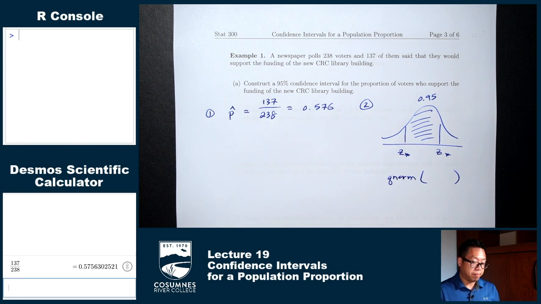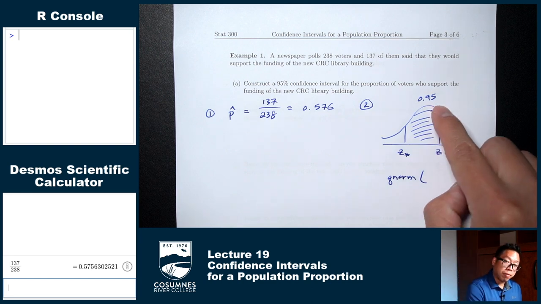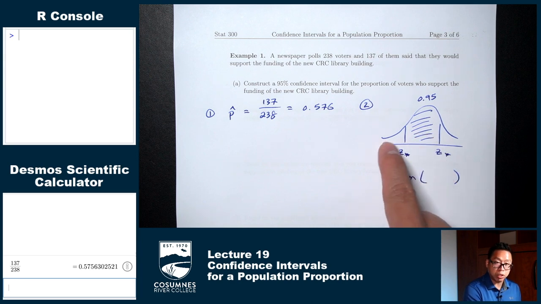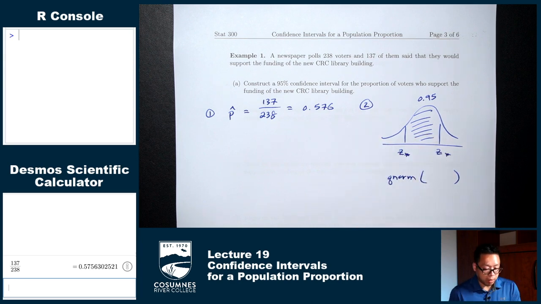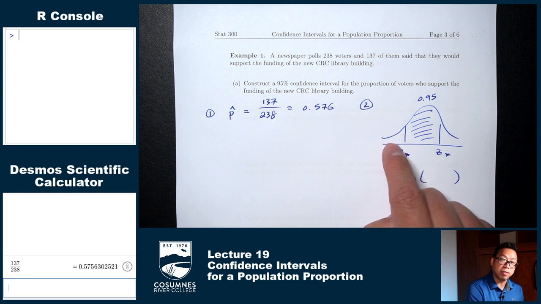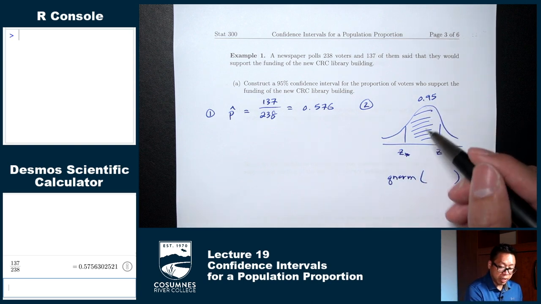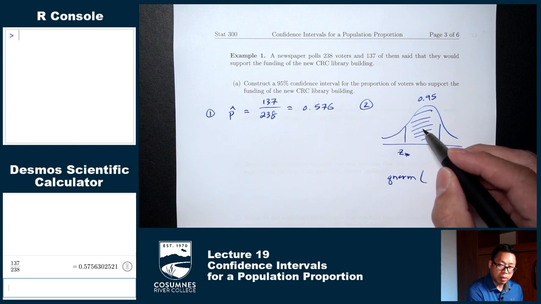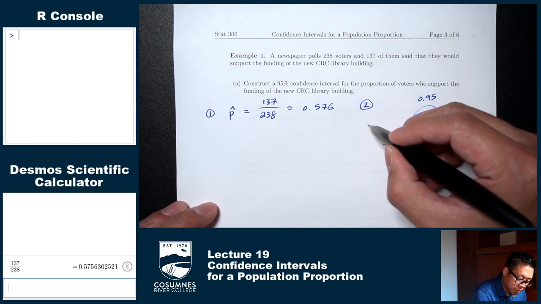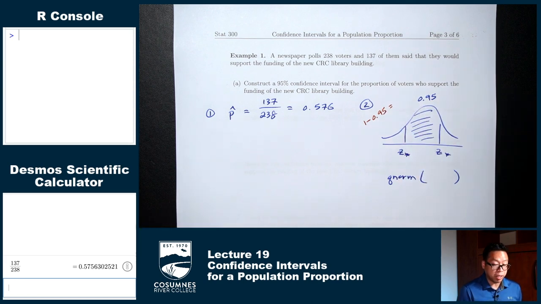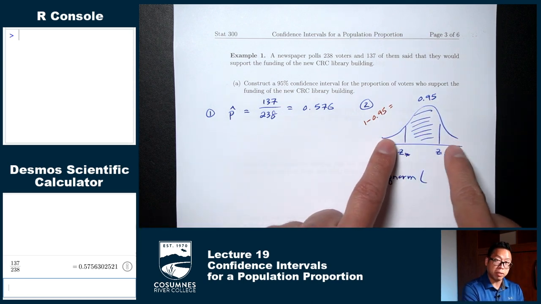What is the left area? It's not 0.95, because 0.95 is the shaded part in the middle. What I want is this unshaded part on the left side. So how do you find the unshaded part on the left side? If I know 0.95 is the shaded area in the middle, I can do 1 minus. And that should give me the unshaded part, which is the left and right together.